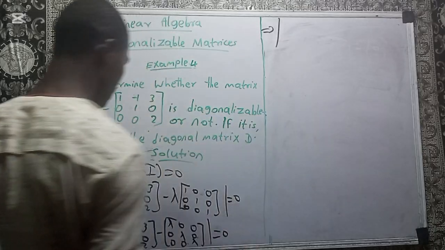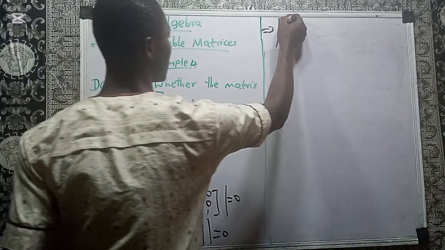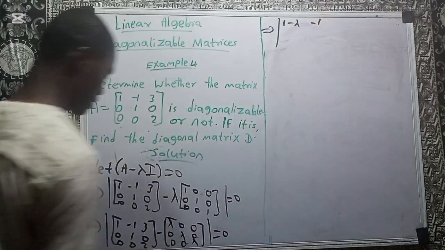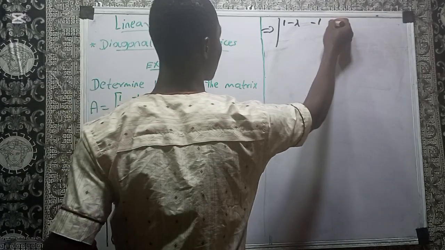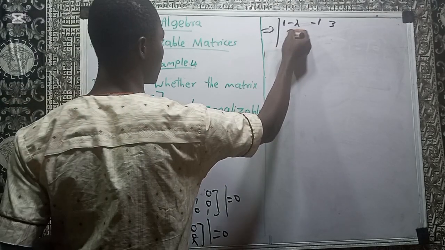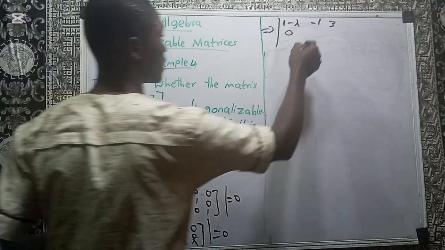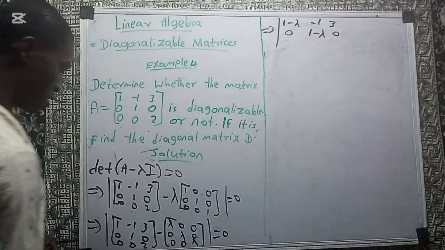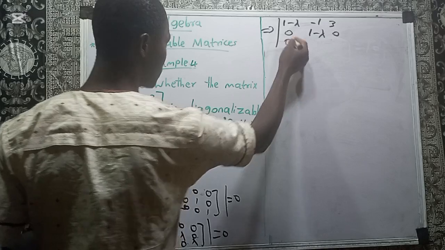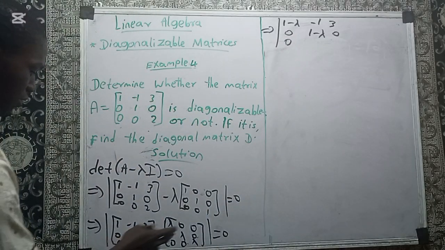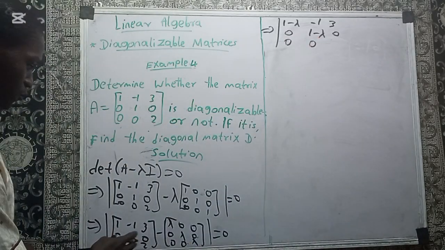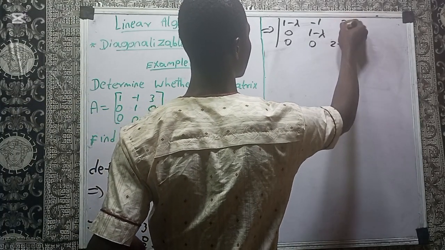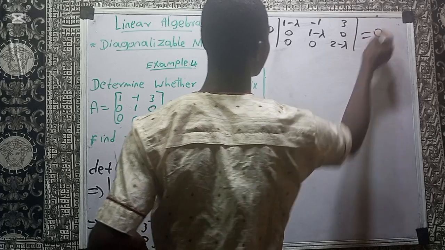So this implies determinant of, let's subtract: 1 minus lambda, 1 minus lambda, negative 1 minus 0 is negative 1, 3 minus 0 is 3, 0 minus 0 is 0, 1 minus lambda, we have 1 minus lambda, 0 minus 0 is 0, 0 minus 0 is 0, 0 minus 0 is 0, then 2 minus lambda, we have 2 minus lambda. So this is what we have, determinant equated to 0.